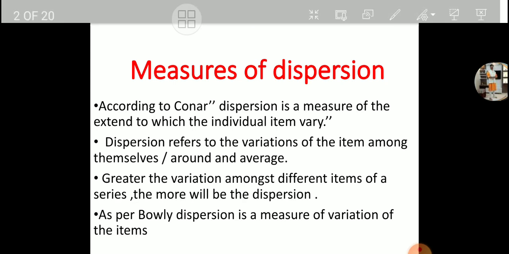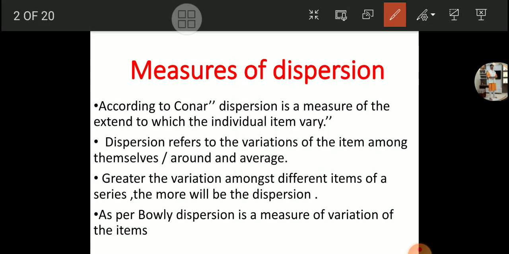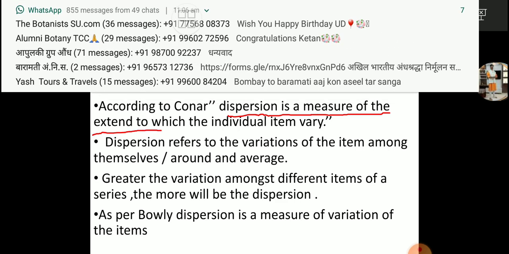Students, actually, what is the measure of dispersion? That we have to understand, and then we will get an idea about the further points from this topic. According to the statistician Konar, dispersion is a measure of the extent to which the individual items vary.